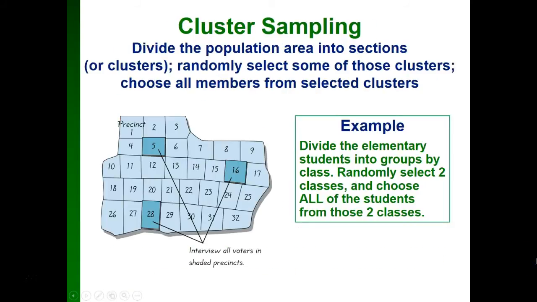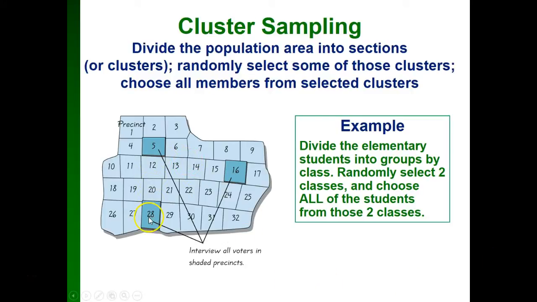The next type is cluster sampling. And this one is a little hard to tell the difference from the stratified sampling, because in this one we also divide the population into sections or groups. But in this case, we randomly select some of those groups, and then we choose all the members from those groups.